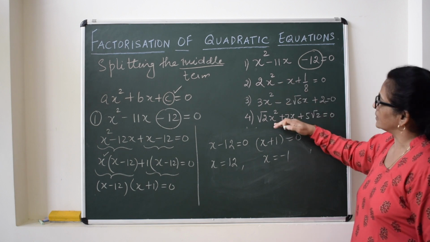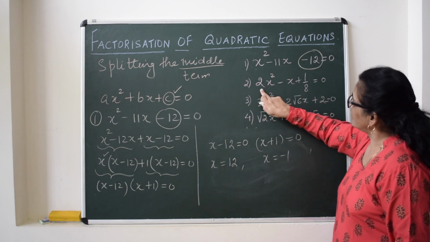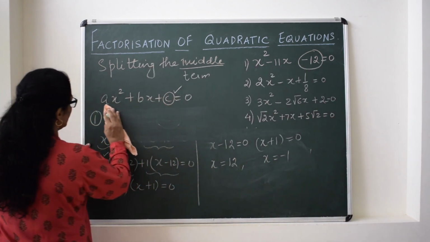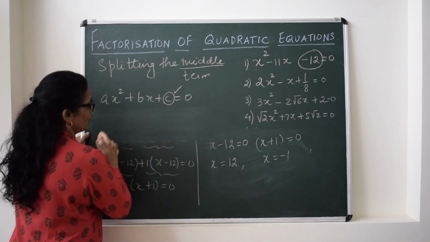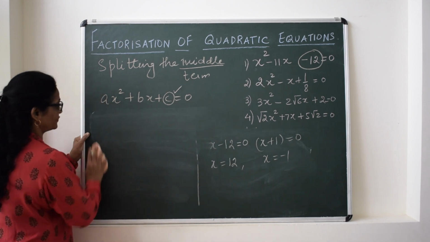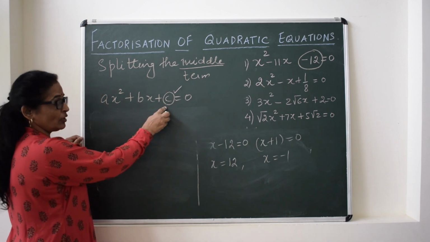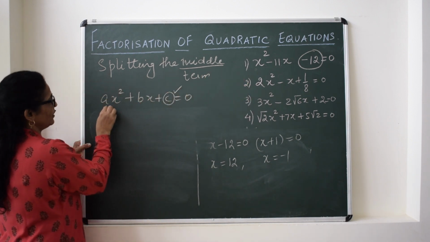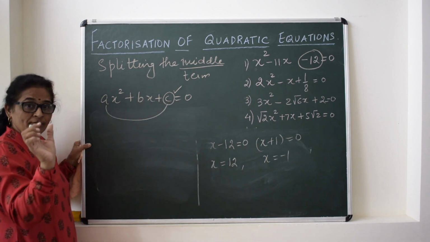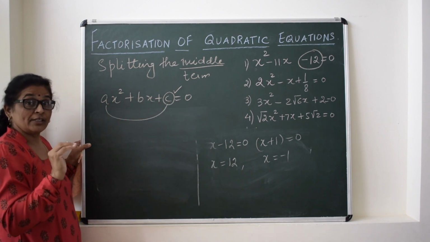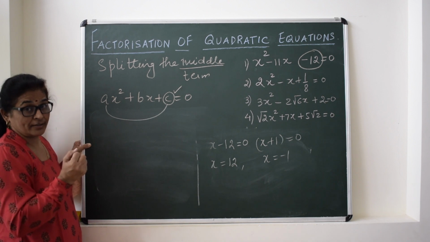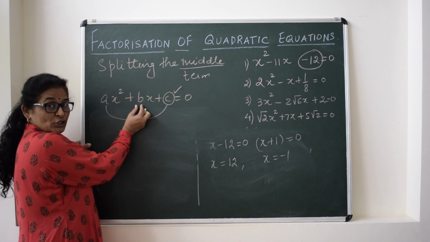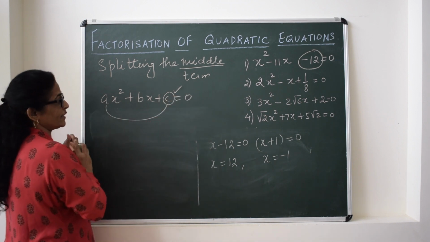Now in these three examples we will see a is not equal to 1. So whenever a is not equal to 1, the process will change a little bit. We will multiply a and c. So we will not concentrate only on c. When a is not equal to 1, then we will multiply a and c, and whatever product we get, we will split that number into two factors in such a way that the addition of those two factors should be the coefficient of the middle term. So let's take the second example.